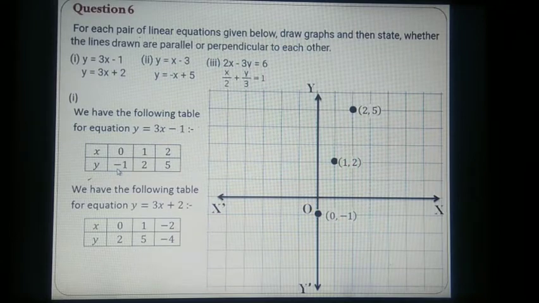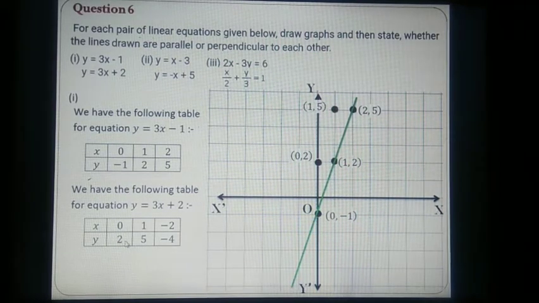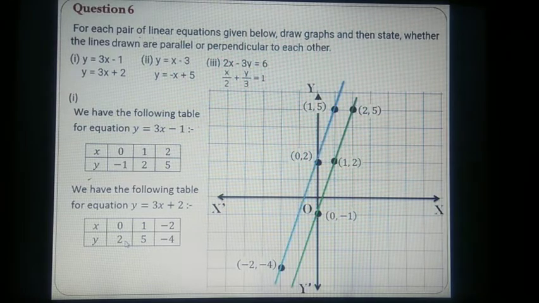As usual, take your scale, align the points and join them with a straight line. Now similarly we'll go for the other table. In the other table, the coordinates are 0, 2. The other one is 1, 5, right? And the other one is minus 2, minus 4. Again, take your scale, align the points and join them with a straight line. Now if you see here carefully, it is clear that the two lines are parallel to each other.